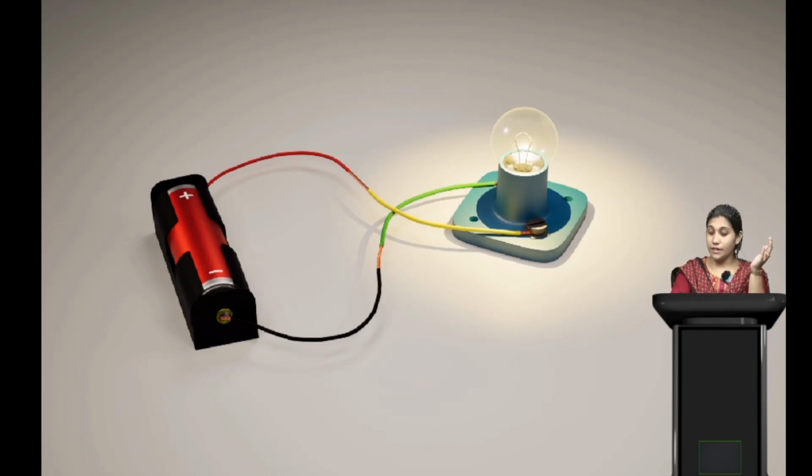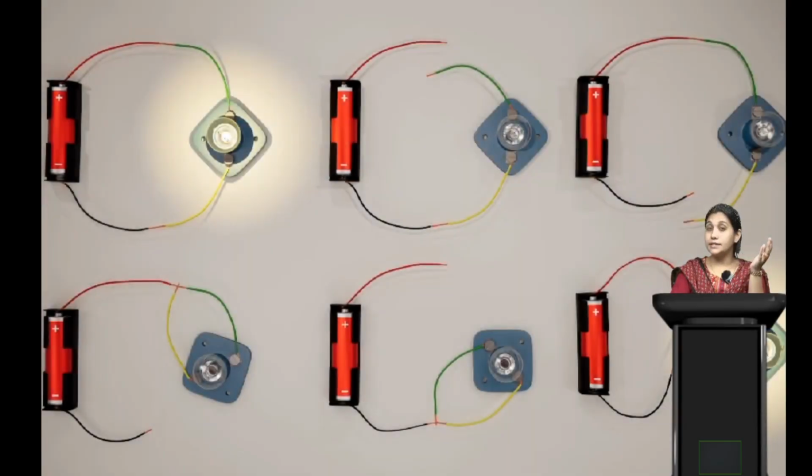Okay, so what we have seen? We have seen the 6 types of arrangement. In these 6 types of arrangement, only in two arrangements we can see the bulb glows, isn't it? But in the other 4 arrangements the bulb doesn't glow. So in which two cases does the bulb glow?